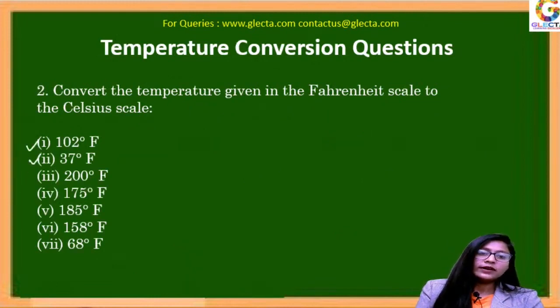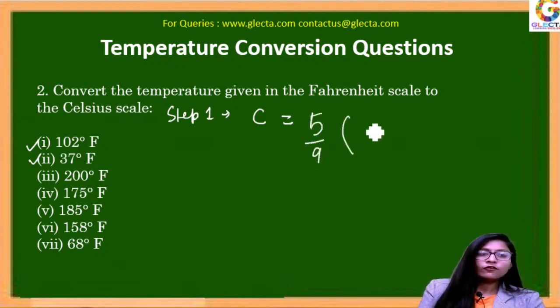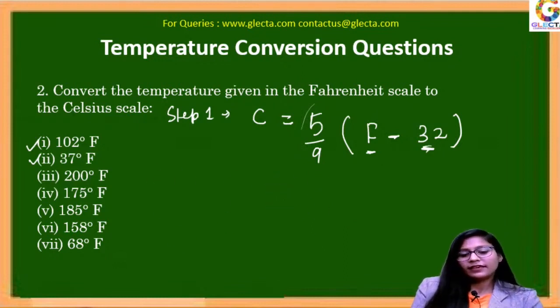Just try to solve these two questions right now so that you can revise the concept. First step to solve this question is to write the formula for converting Fahrenheit into Celsius: 5 by 9 times Fahrenheit minus 32 degrees. Just put the value of F, subtract 32 from it, and then multiply by 5 by 9. Okay, next let's move to the next one.